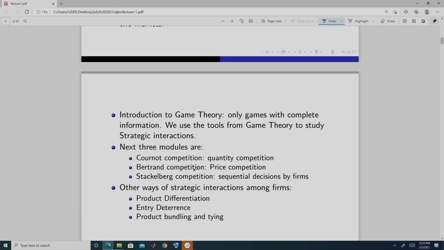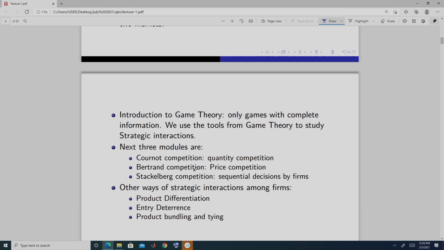And next, using these tools we will study market forms like Cournot competition, Bertrand competition and Stackelberg competition. In Cournot competition, firms decide how much amount of output to produce. While deciding that, they take the output of the other firm as given.